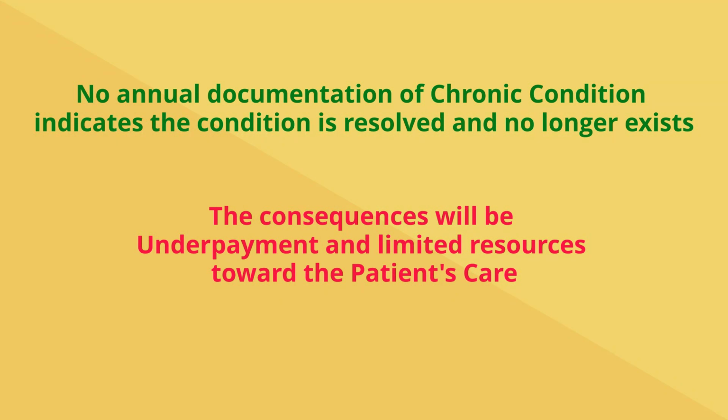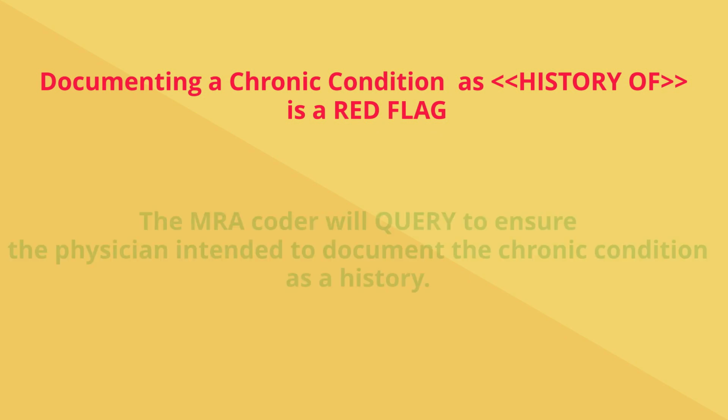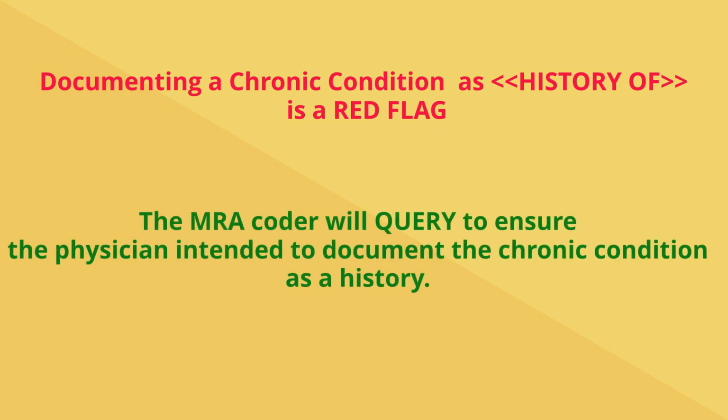Unfortunately, sometimes the physician may intend to document that a chronic condition is ongoing but note the condition as history of. An example is history of COPD. COPD represents a chronic condition that is generally managed by continuous medication and has the potential for acute exacerbation if not appropriately treated. This is where the risk adjustment coder becomes part of the team as the best response to such a situation. When a chronic condition is documented as a history of, it raises a red flag. The risk adjustment coder will query to ensure the physician intended to document the chronic condition as a history.